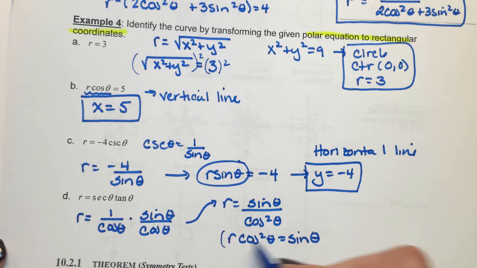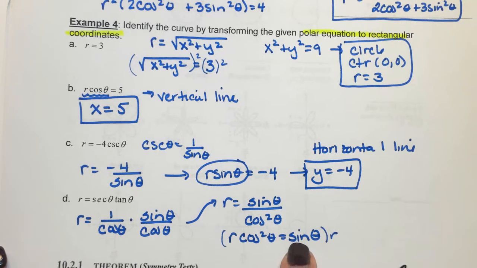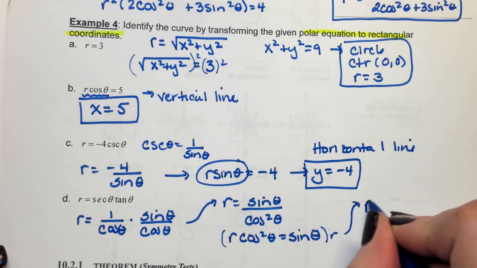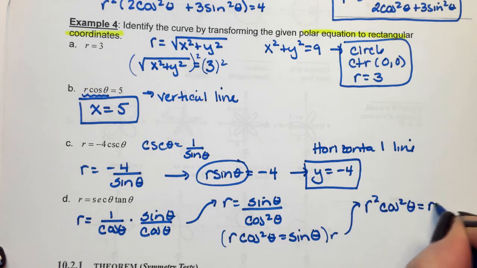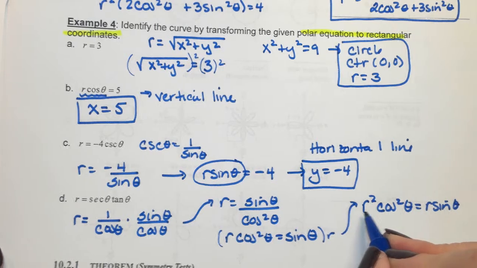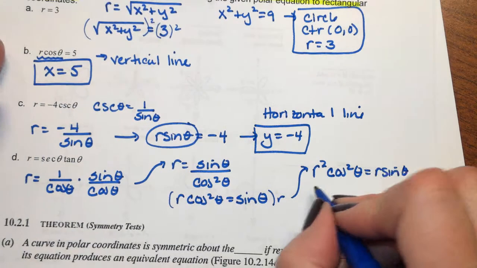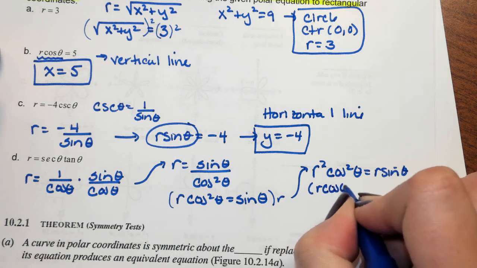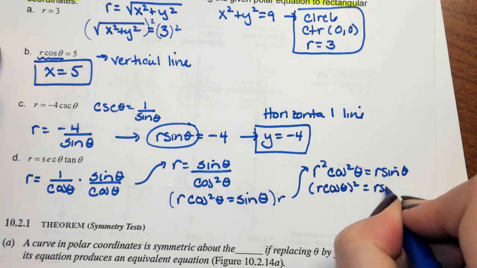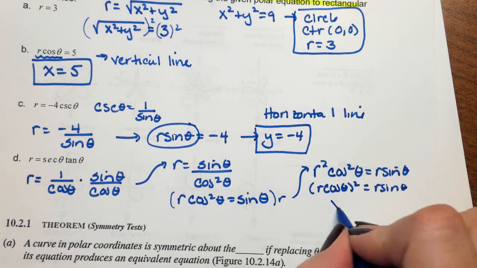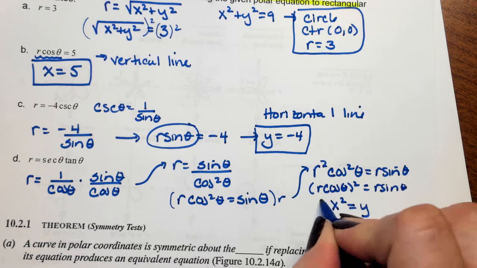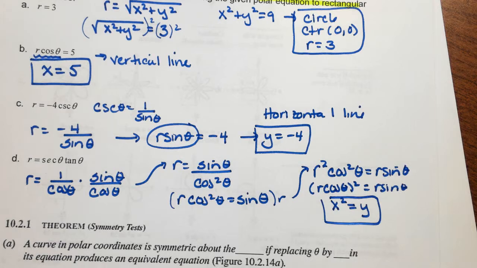I'm going to multiply both sides of this equation by an r, because to get rid of this sine theta, I'm going to need an r in front of it. So I have r squared cosine squared theta is equal to r sine theta. Another way I can write r squared cosine squared theta is the quantity r cosine theta to the second power is equal to r sine theta. So now I can replace r cosine theta with x, so x squared is equal to y. So that's your equation of a parabola.